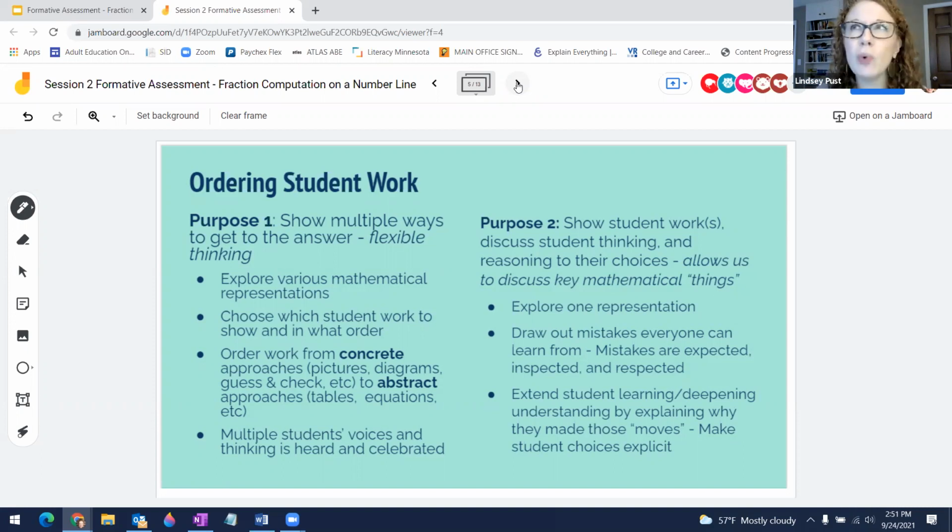Like, what's my goal? What am I trying to lead them to? What understanding? So there's different ways to think about ordering student work, and we're going to focus on this purpose too, like wanting to deepen understanding about a math concept. Like, I want to talk about these key mathematical ideas here.